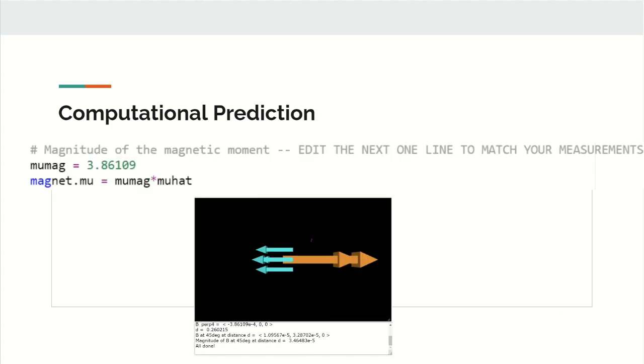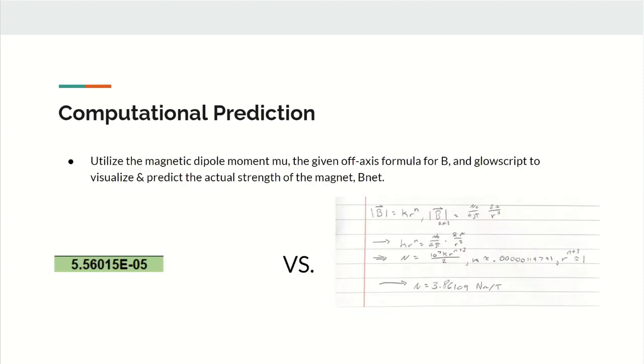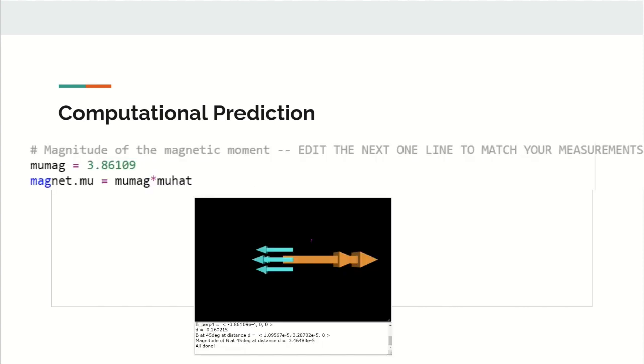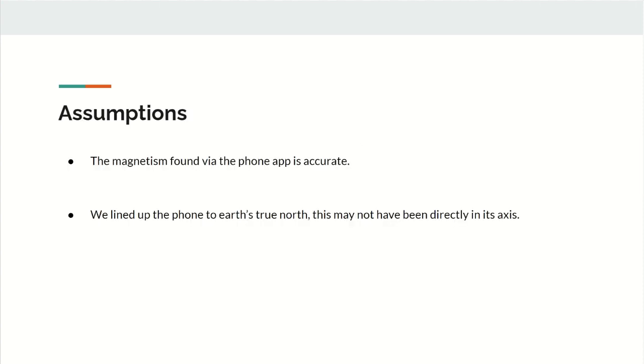Continuing, I utilized that magnitude of the magnetic moment. You can see I put down 3.86. Then continuing through the rest of the GlowScript, the results of my program are displayed on the bottom. And within that text field, you can see that the magnitude of B at 45 degrees distance D, that small little purple arrow slightly above the orange ones, is equal to 3.464 times 10 to the negative fifth. So it actually ends up being a little bit smaller than the actual magnetic strength that we found utilizing the experimental method.